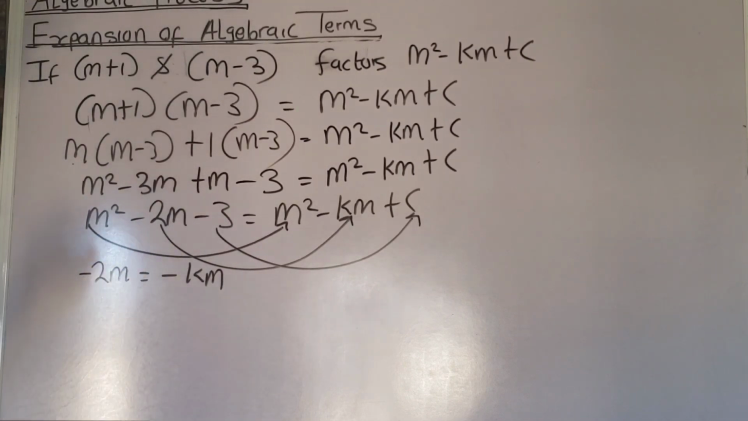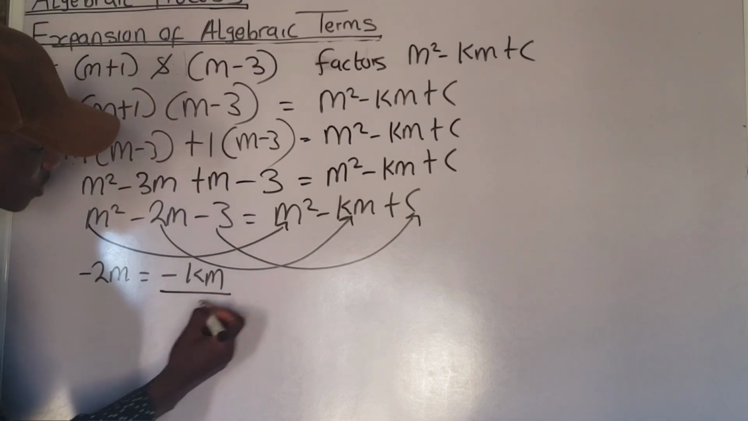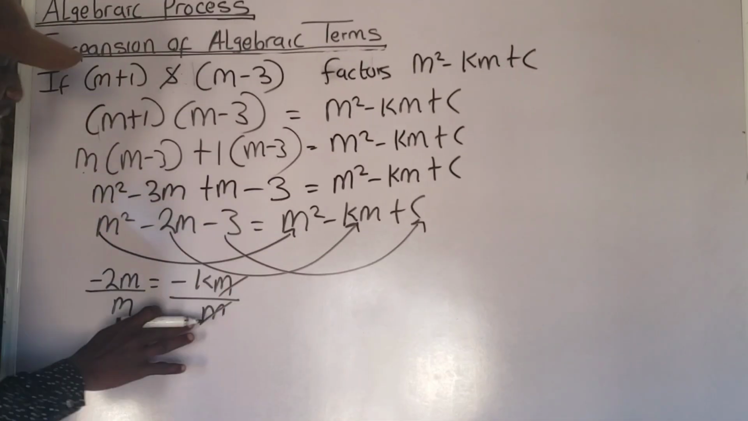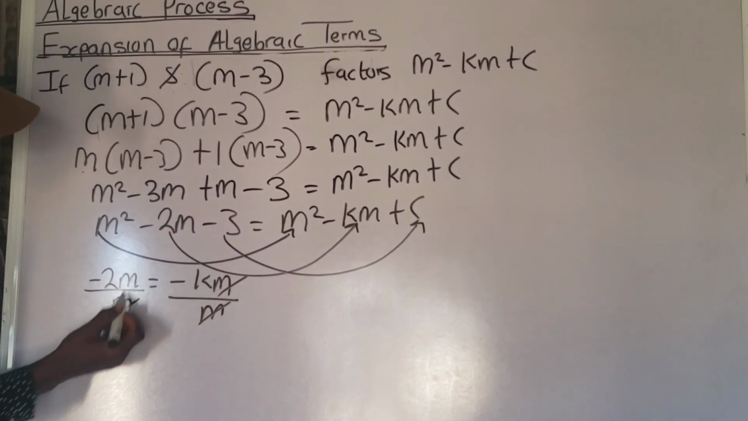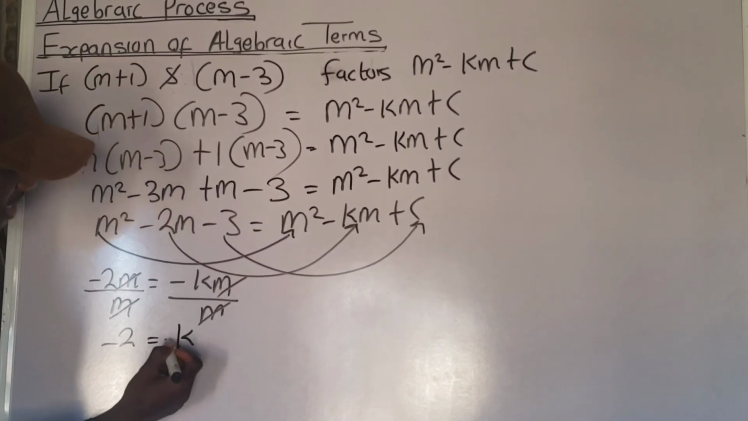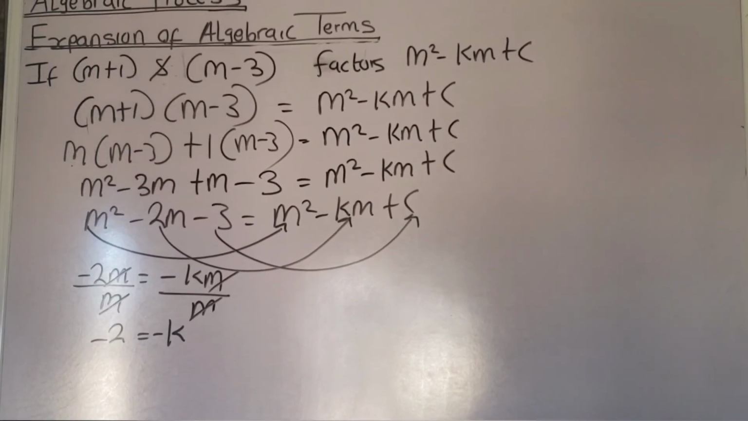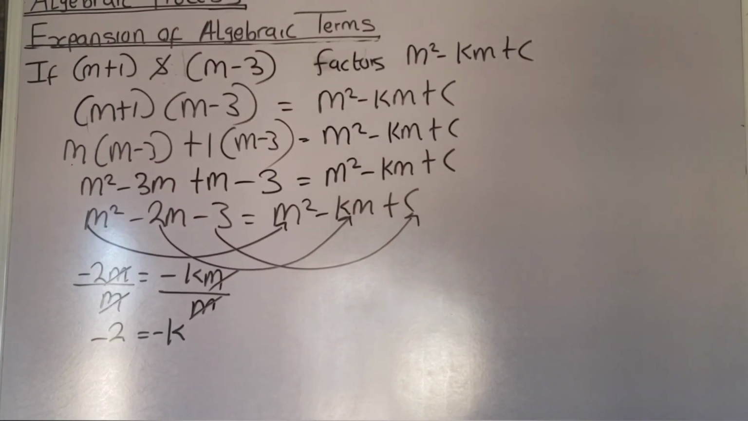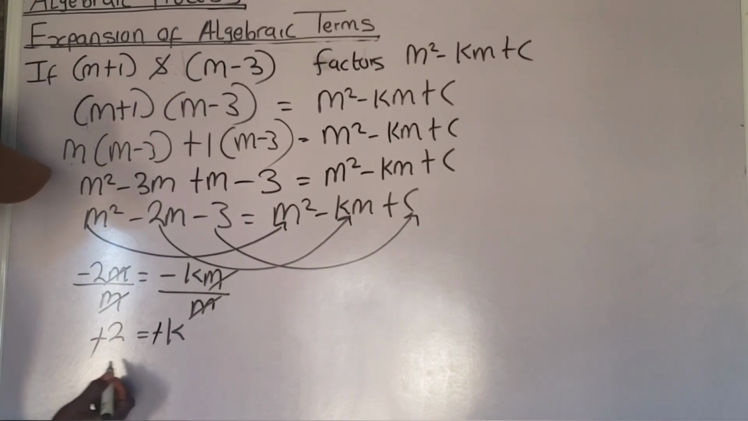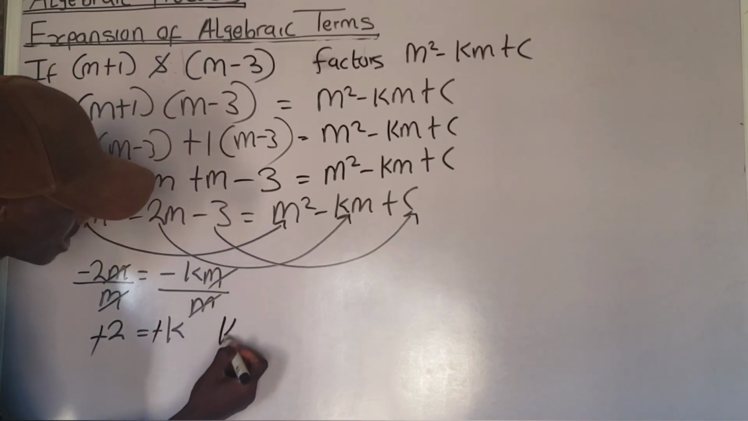Now I'm going to divide both sides by m. You understand? So I'm going to have this divided by m and this divided by m. This m will cancel this m, and this m will cancel this m. Now I'm left with negative 2 is equal to negative k. Now you have to pay attention. We are looking for the value of k, not the value of negative k. So for this, I'm going to divide both sides by negative. So k will be equal to 2.